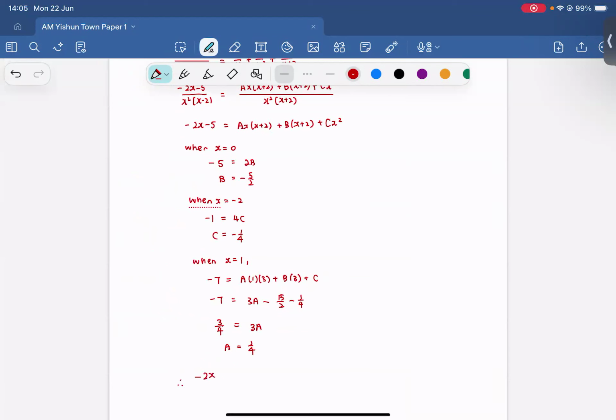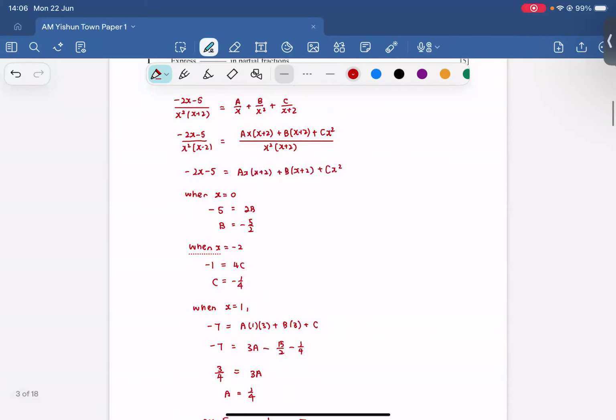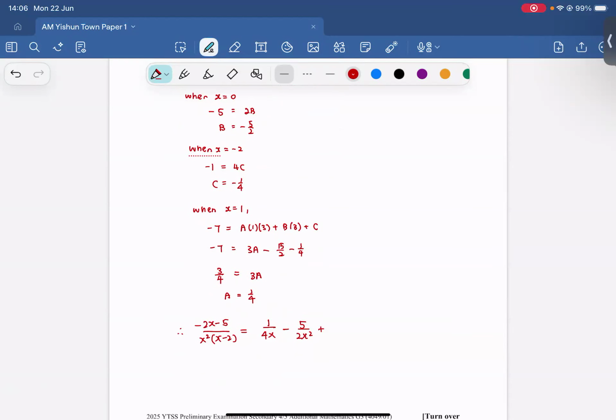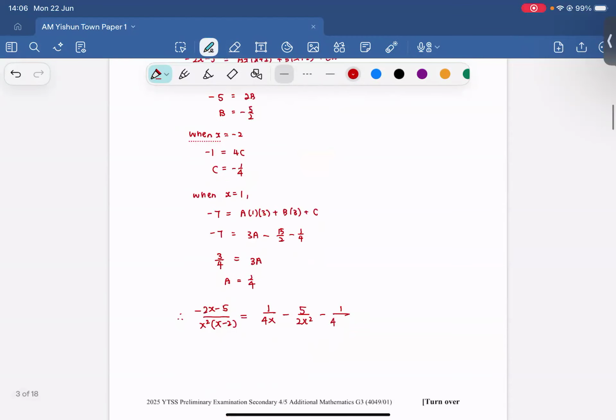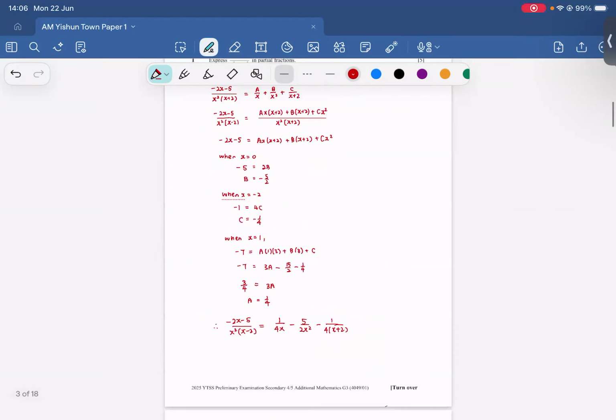Therefore, 1 over 4x minus 5 over 2x squared plus minus 1 over 4 times x plus 2. Okay, if I do wrongly, please let me know. Thank you. Okay, the number looks weird.